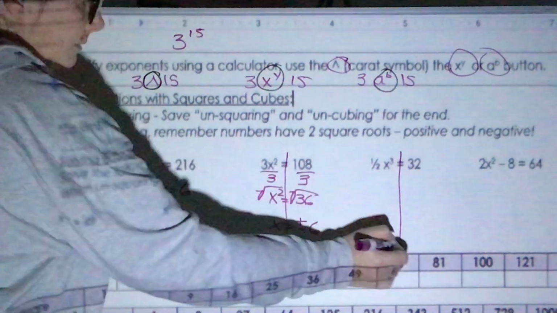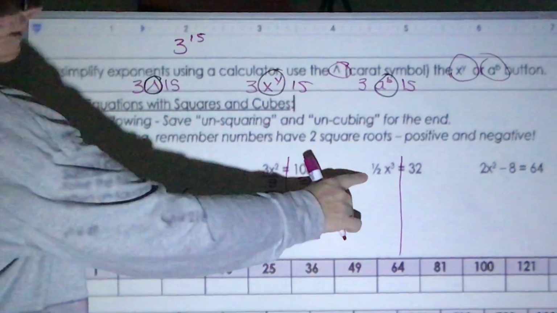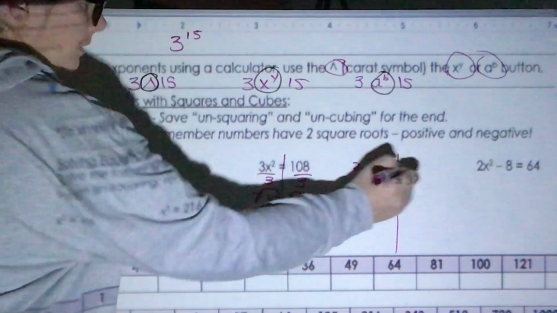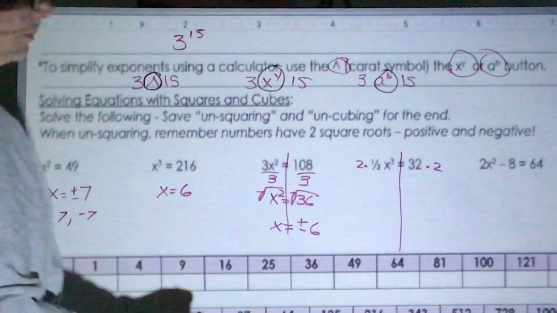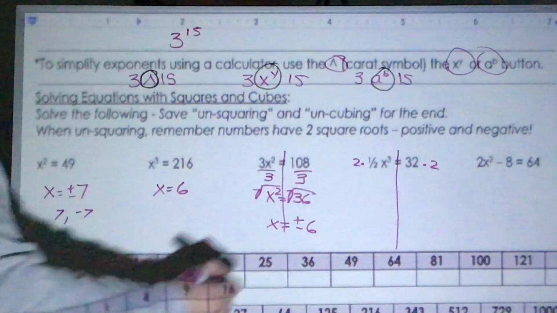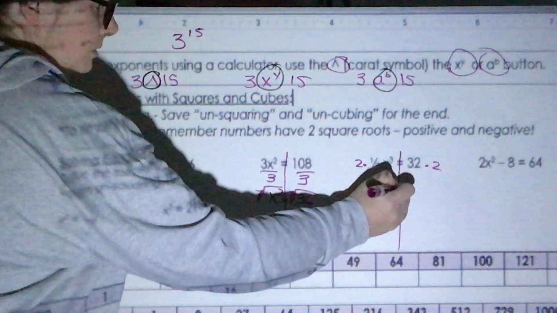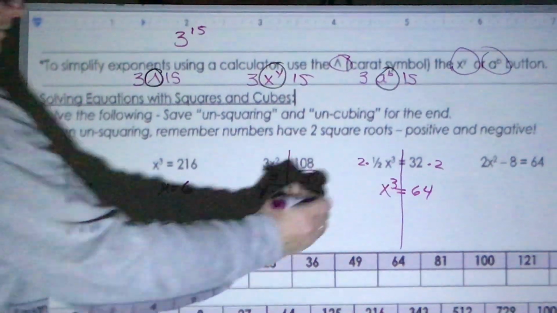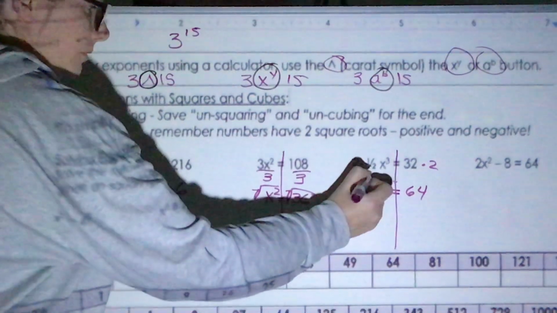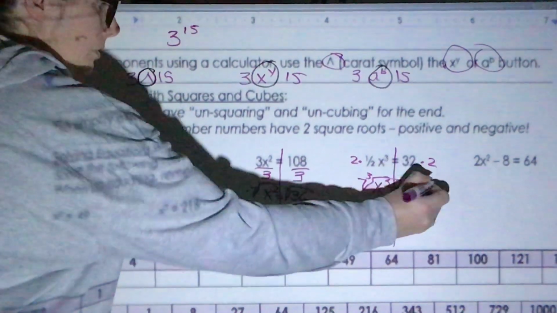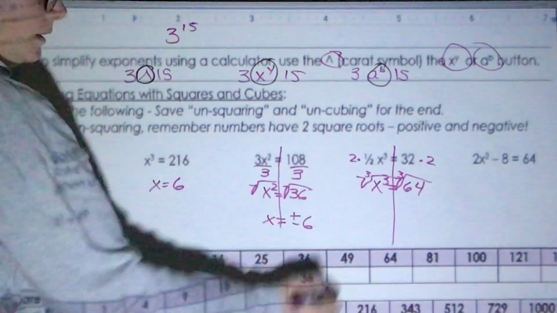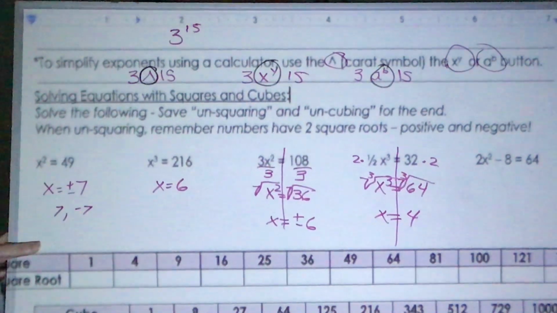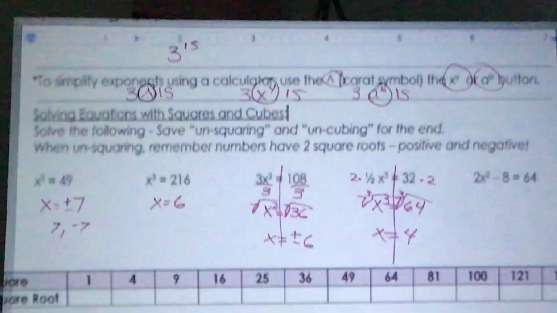My next example, if I draw the line, I want to get rid of the 1/2. If you have a fraction with the variable, you multiply by the reciprocal. So I'm going to multiply by 2 on both sides to get rid of the 1/2. So I will have x cubed equals 64. So now I want to do the cube root of x cubed and the cube root of 64. And I get x equals 4, because 4 times 4 times 4 is 64.